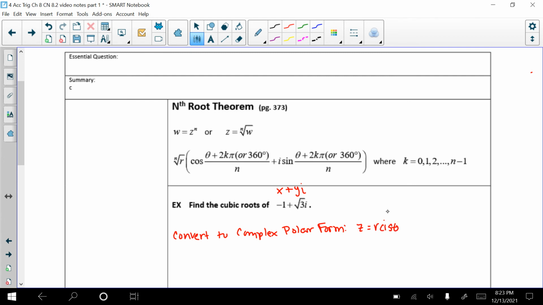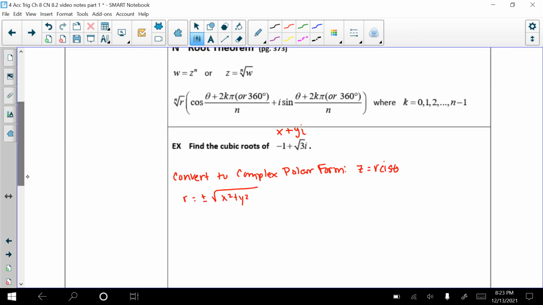Okay, so we'll have to calculate r and we'll have to calculate theta. Remember, r is simply plus or minus square root of x squared plus y squared. So let's go ahead and do that. I can see that x value is -1, and radical 3 is representing y. Square each of those under the radical. That gives us 1 plus 3. So we've got plus or minus square root of 4, which is really just plus or minus 2.